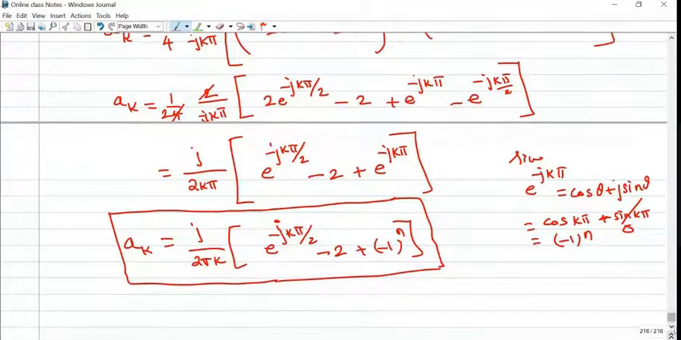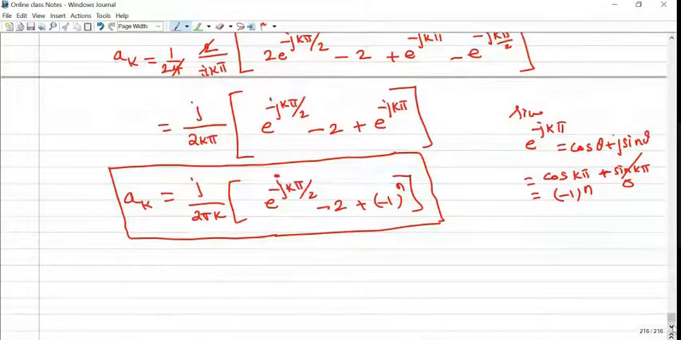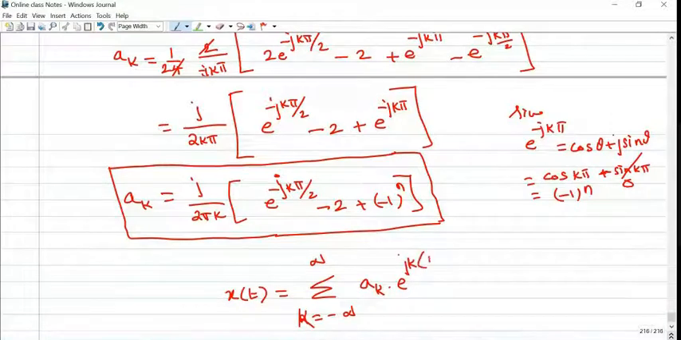Right. So once you have completed the ak value, substitute the ak in the exponential Fourier series representation. Any continuous time periodic signal can be represented by its exponential Fourier series format: sum over k from minus infinity to infinity of ak e power j k omega naught t. Omega naught here is pi by 2t. So this ak we have to substitute here. Then the problem is over.